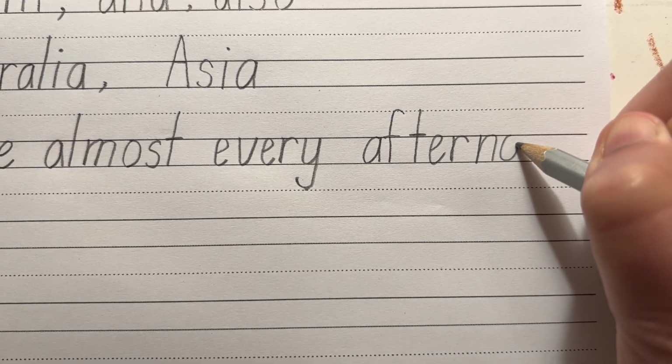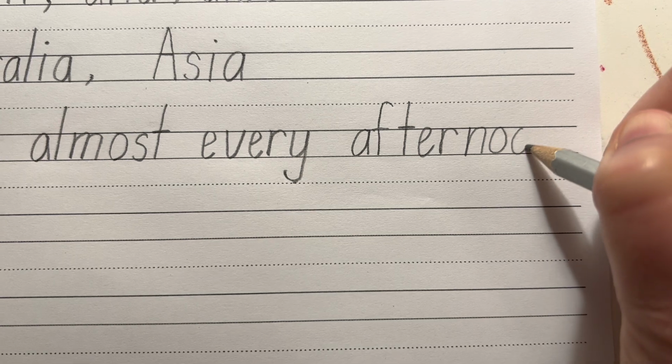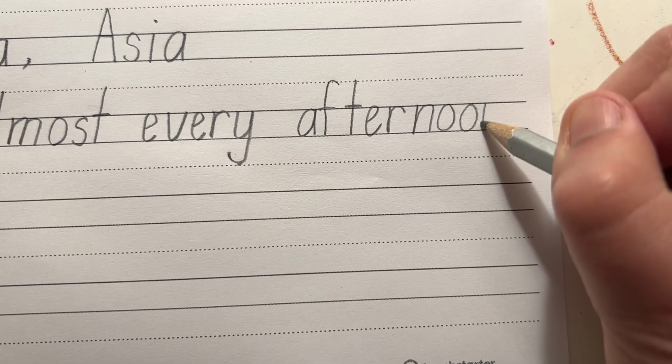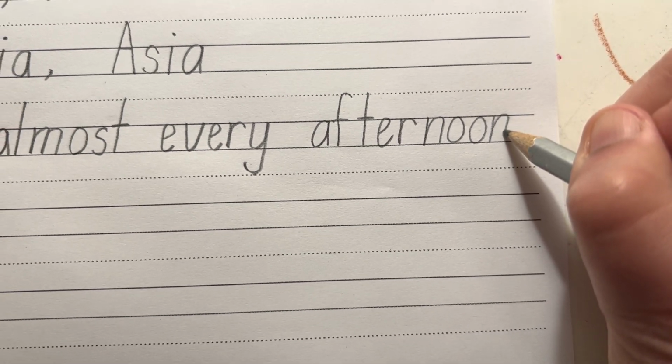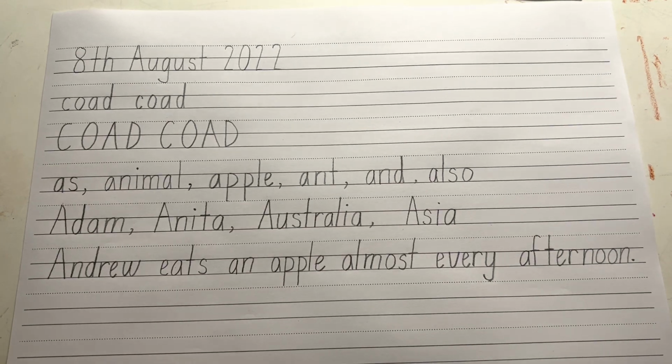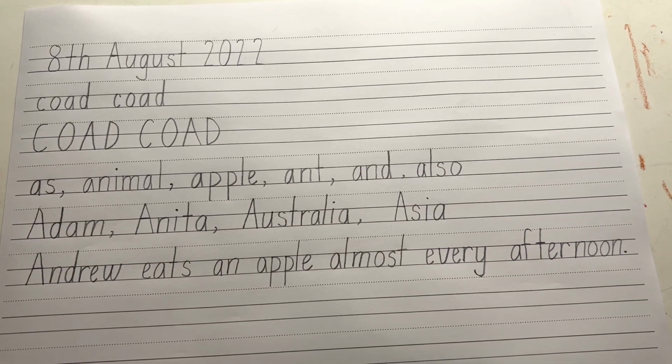And for the O, we're going to make two round circles on the two solid lines. The last letter is N. Down, up, down. Full stop. This is today's handwriting.